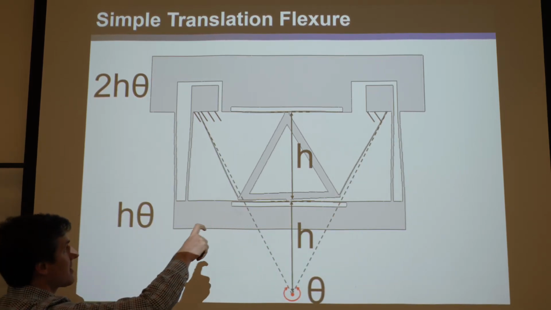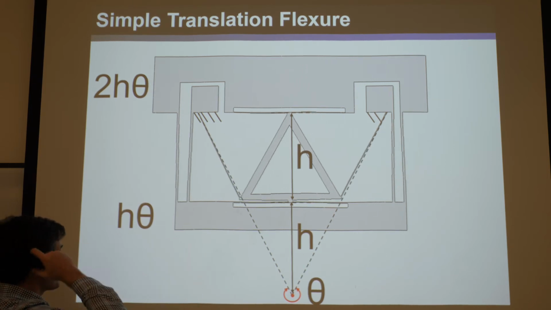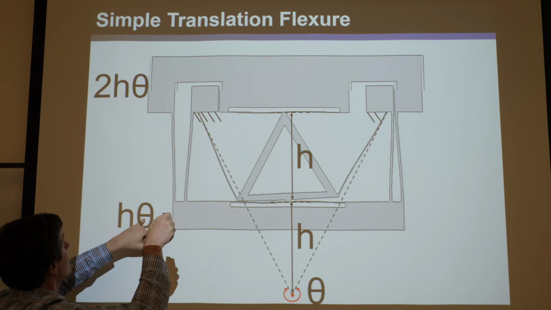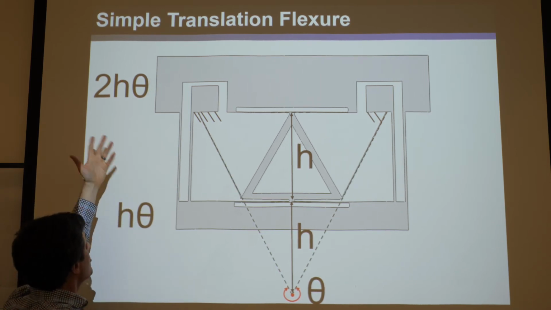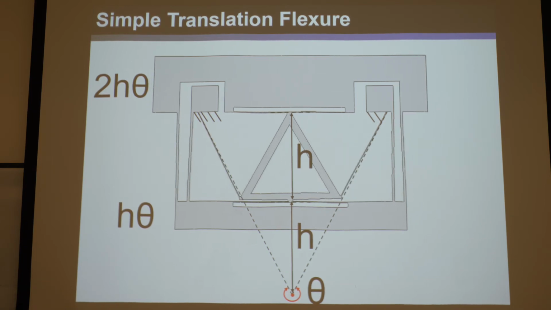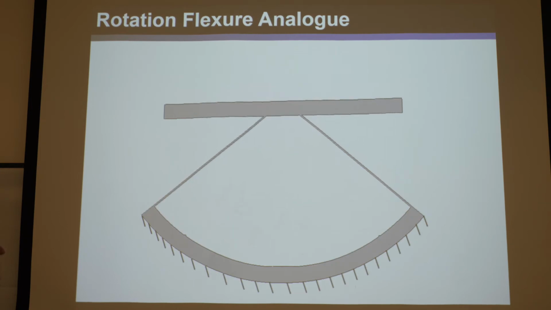And these flexures are just to absorb the rotation there. So you can see this one is forced to translate approximately h theta, and this is forced to translate approximately 2h theta. So it's a 2-to-1 ratio. And it gets rid of parasitic error. So it fixes everything. Okay? This is what it would look like in the translational version. There's a rotational analog here.